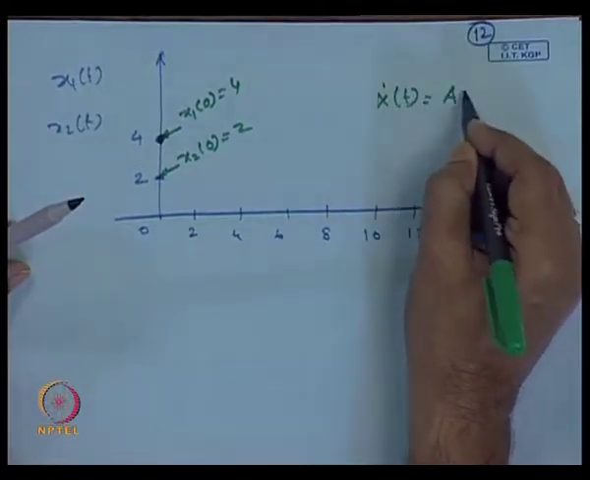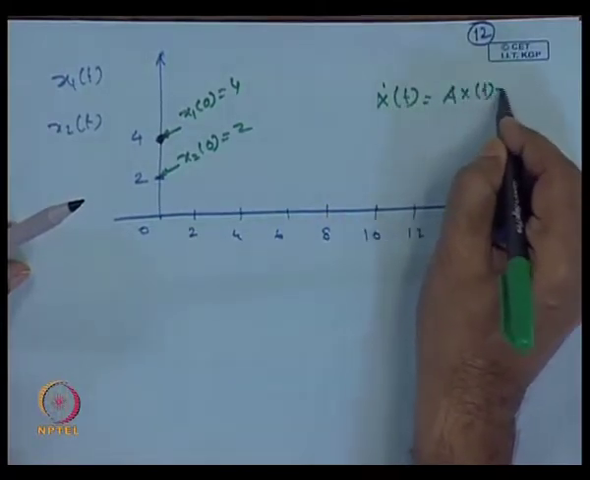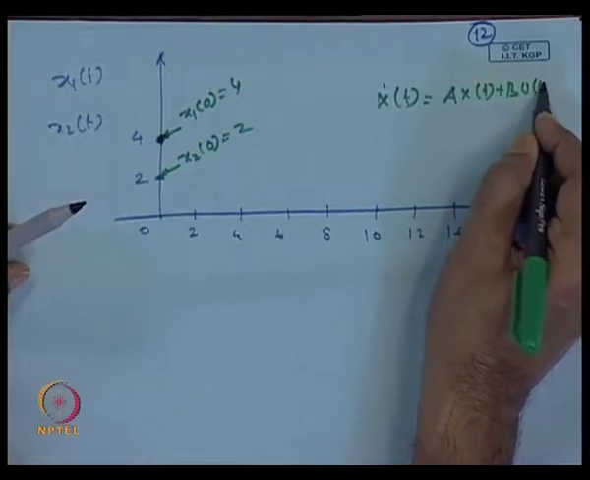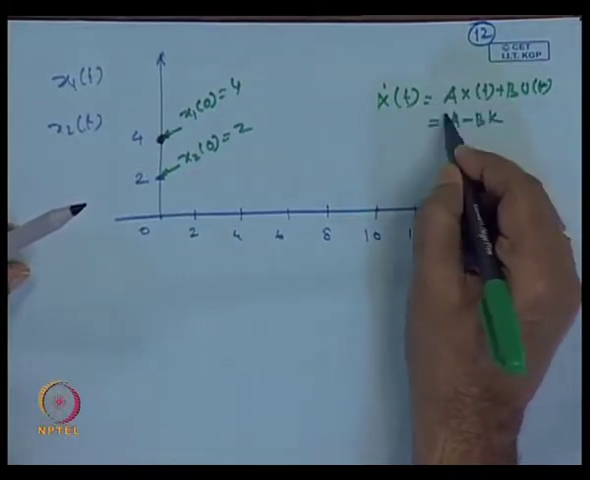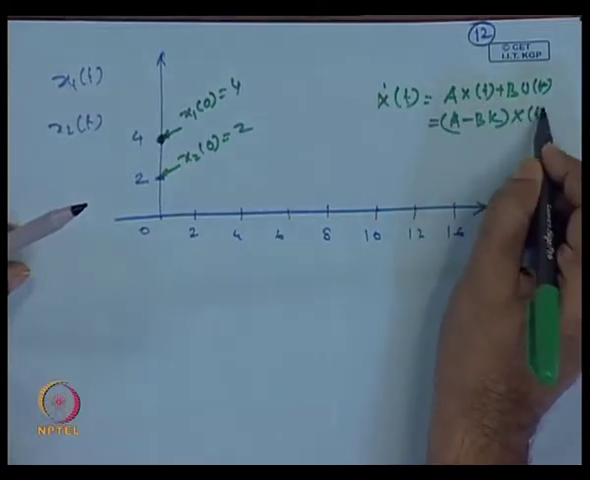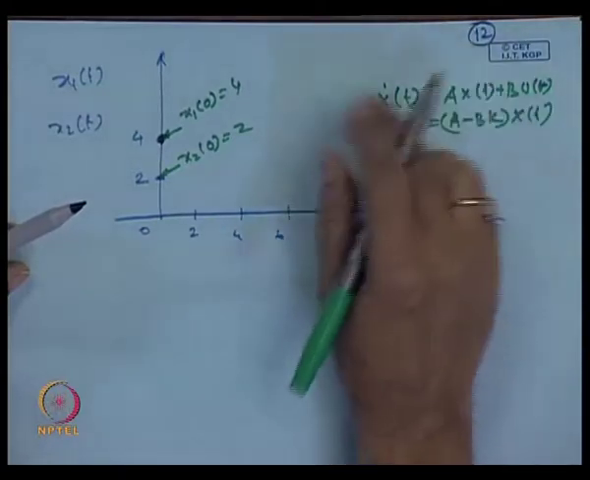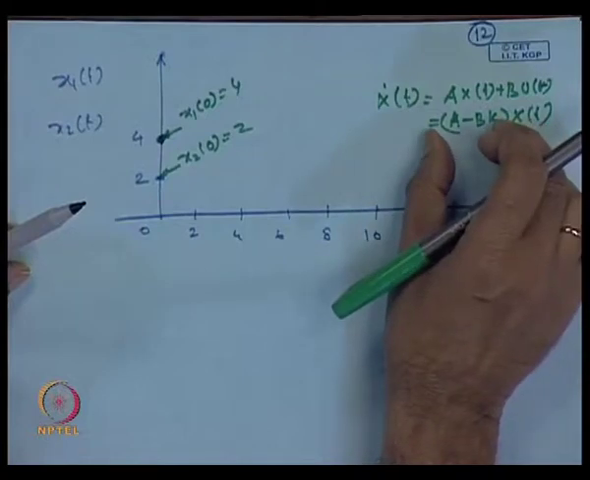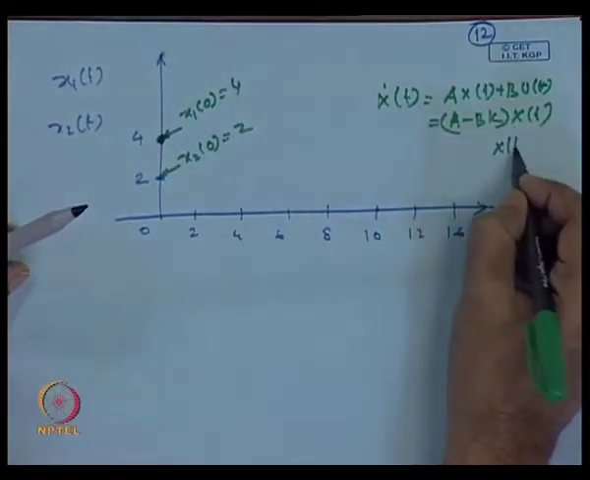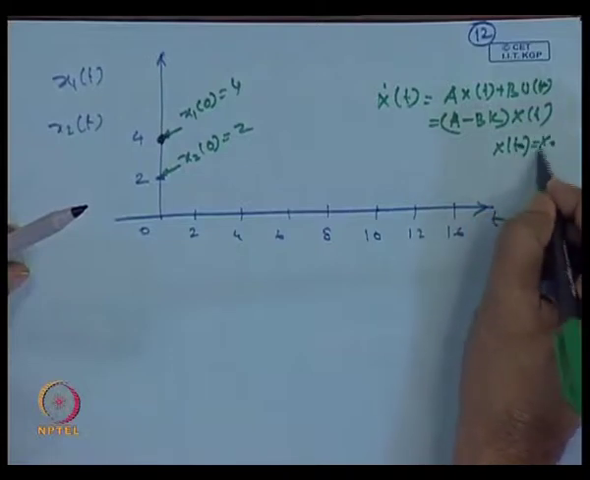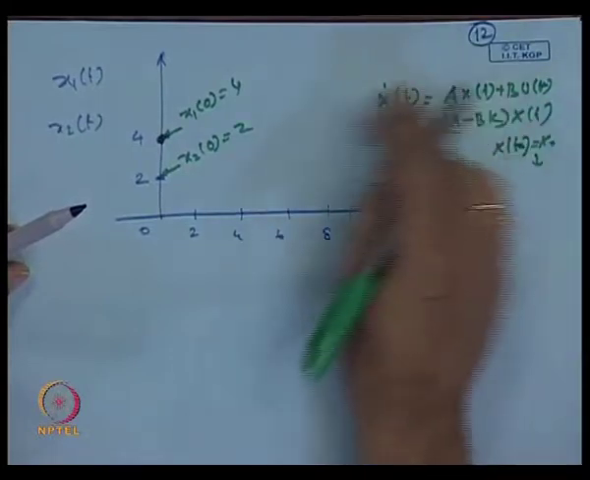x dot is equal to A x of t plus B u of t, or you can write A x minus B K x of t. So, it is a solution of an autonomous system, that autonomous system is the closed loop system. You know the value of x at t 0 is equal to x 0, which is given. So, you can solve this one.